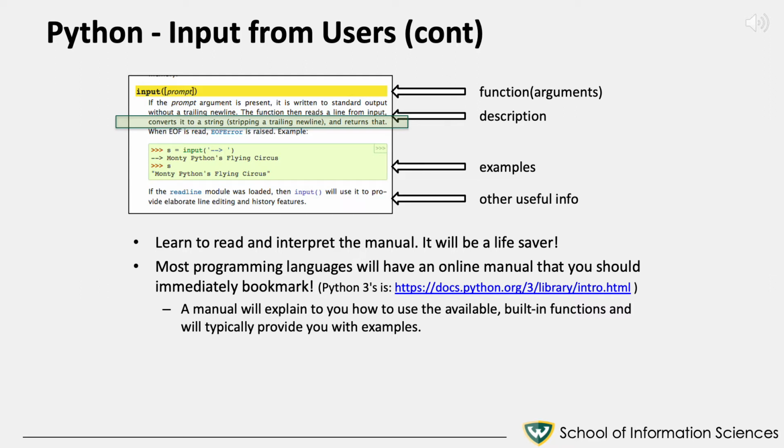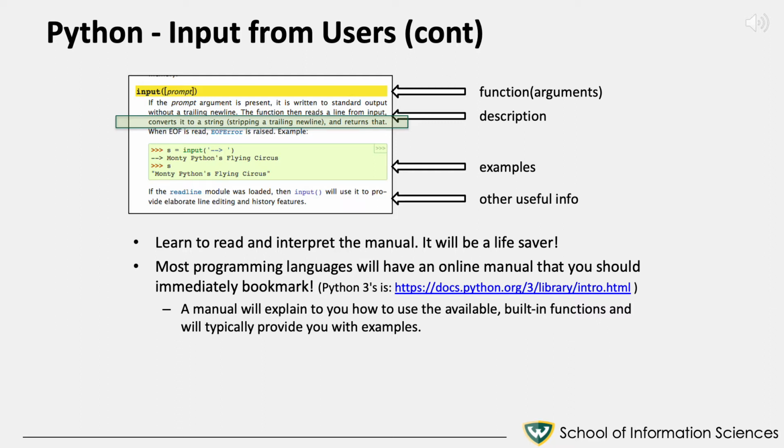If the prompt is present, it is written to the output with a trailing new line. The function then reads a line from input. And I've highlighted the next sentence because it's very important. Again, the function then reads a line from input, converts it to a string. Remember what a string is. It's not converting it to an integer or a float or a boolean. It converts whatever they write into a string, even if it's a number, even if it's a float, even if it's true or false. It strips a trailing new line and returns that.